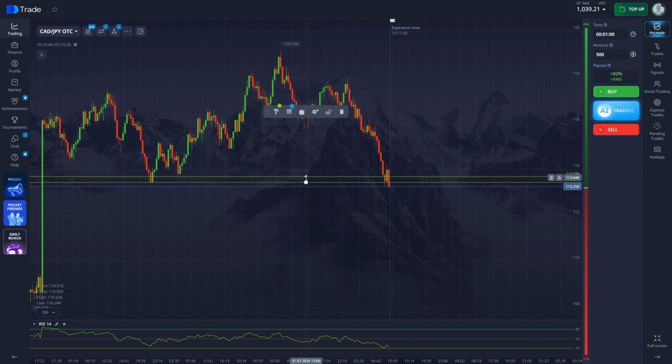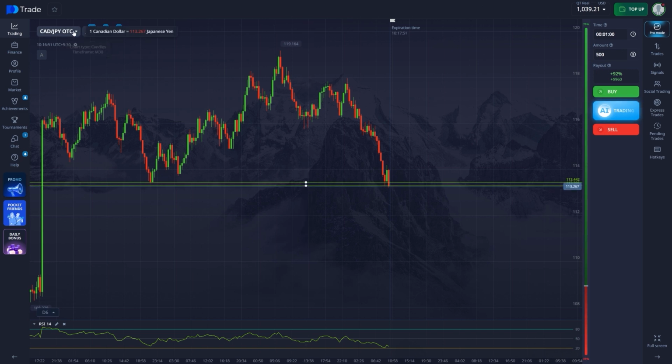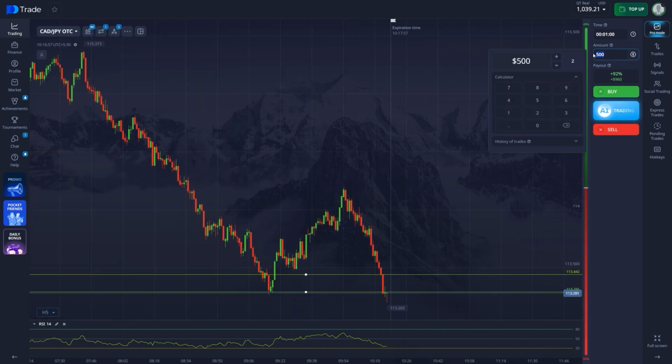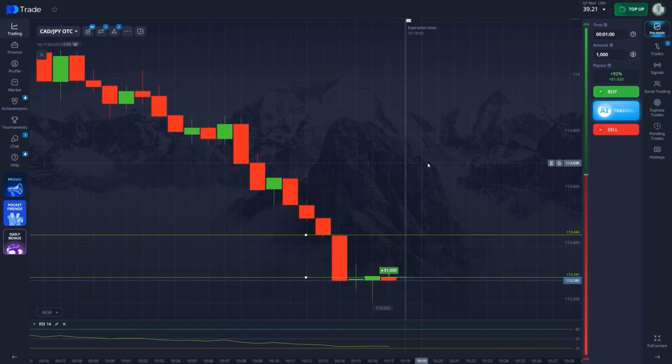But remember, oversold does not mean price must rise immediately. The support level and candle reaction remain necessary. I have placed a $1,000 trade in the upward direction on CAD/JPYOTC. The market is positioned close to support, while RSI is near the 20 level.